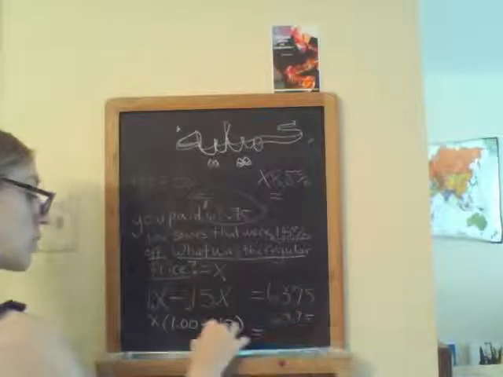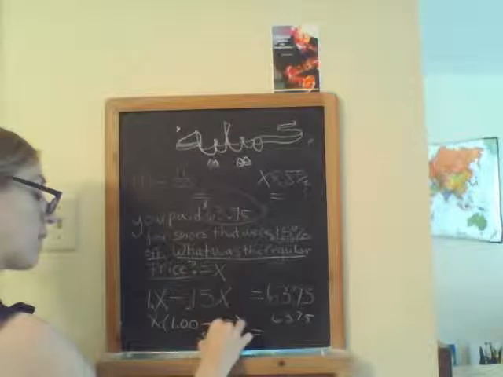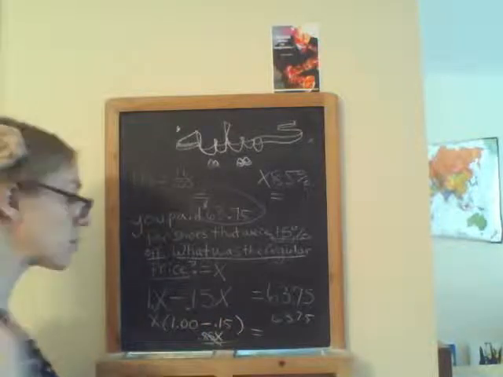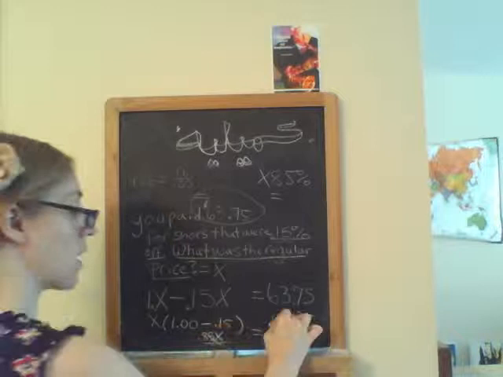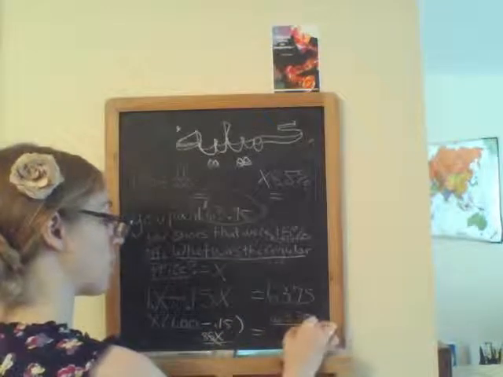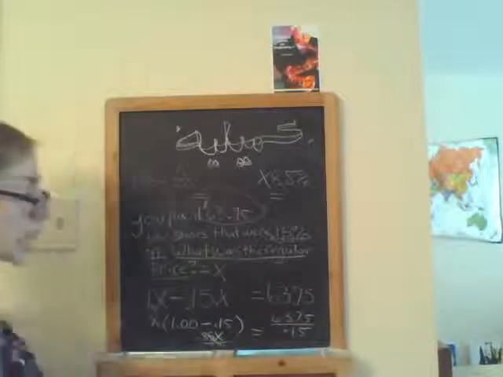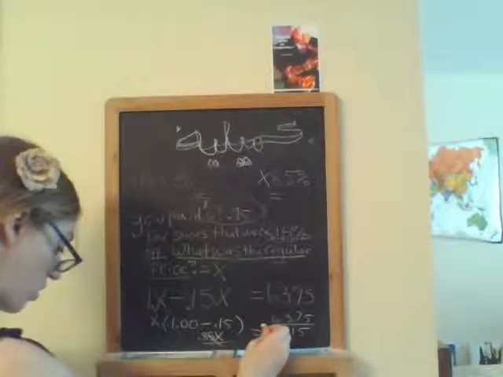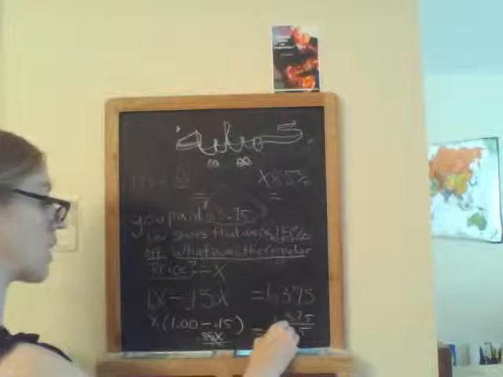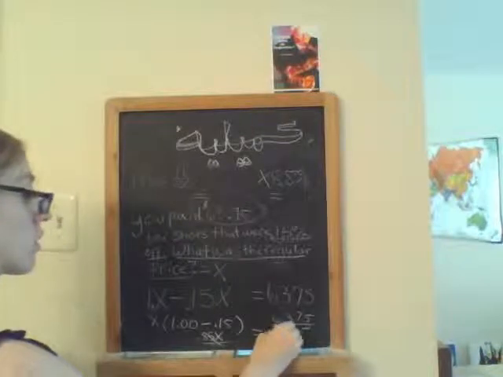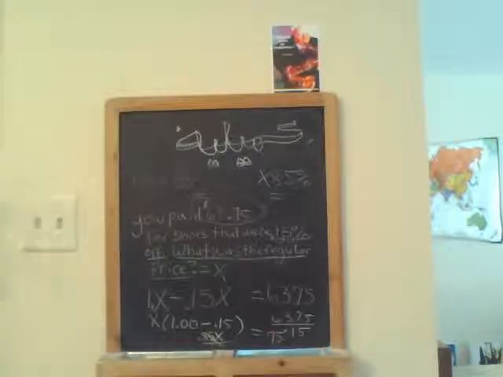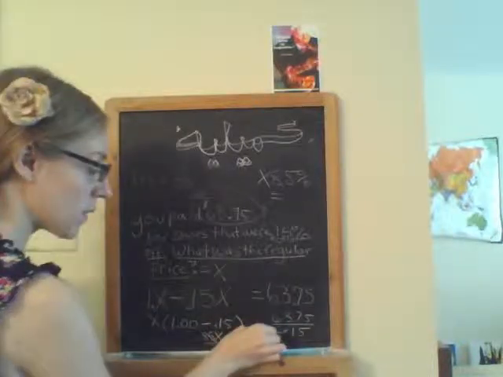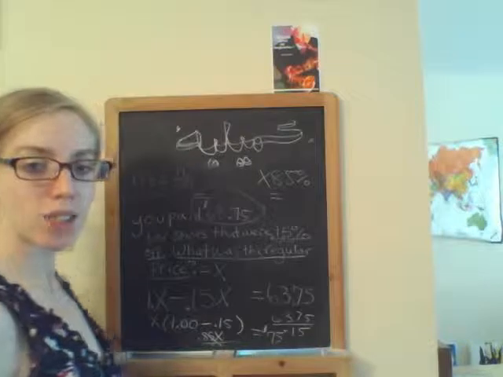And that's equal to 63.75, and of course we know that we divide by 0.85 to get rid of this over here to collect our like terms so we can get X by itself. I divide by 0.85, and I went ahead and did the math for you there, and that should equal, I believe it was 75, yeah. 75 was the regular price for the shoes.